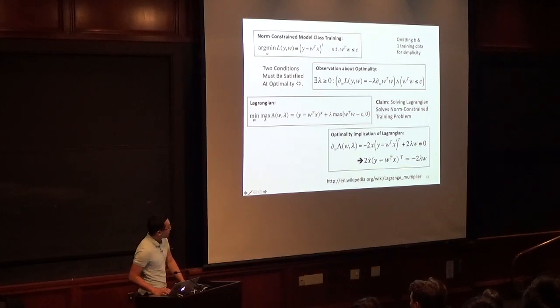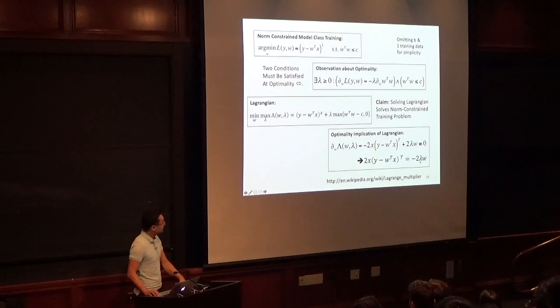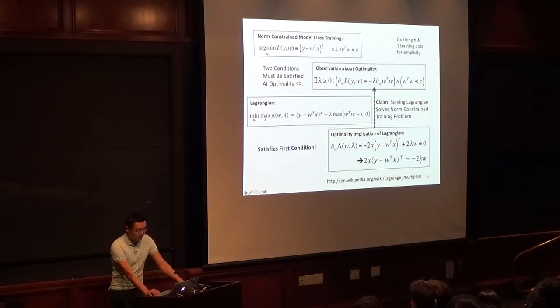So the gradient of the loss is aligned in direction with the normal of the constraint boundary. You just take the gradient of this term. Sorry, there should be a transpose. And you take the gradient of this term, and you get this. So that satisfies the first condition.